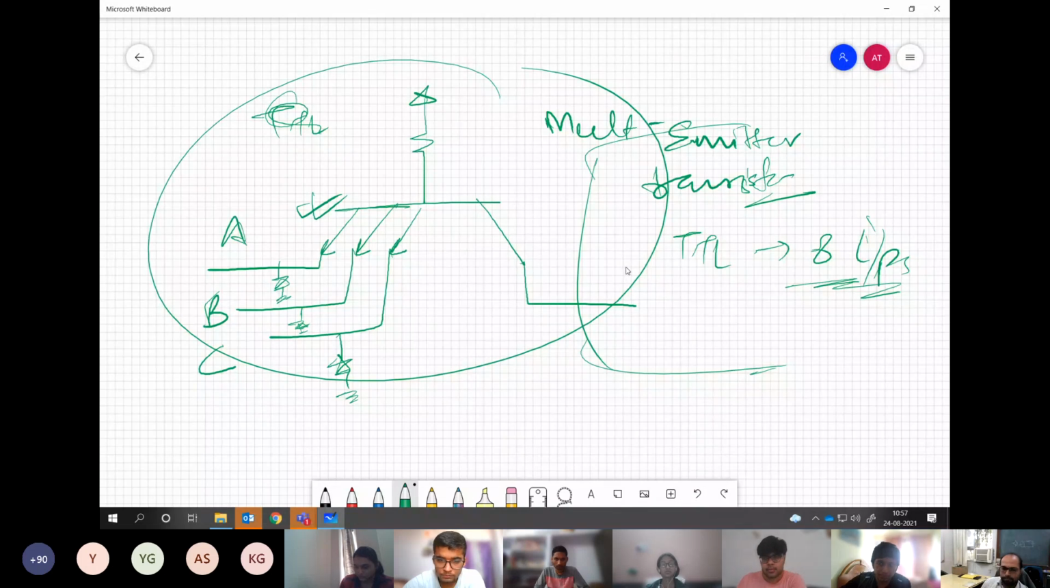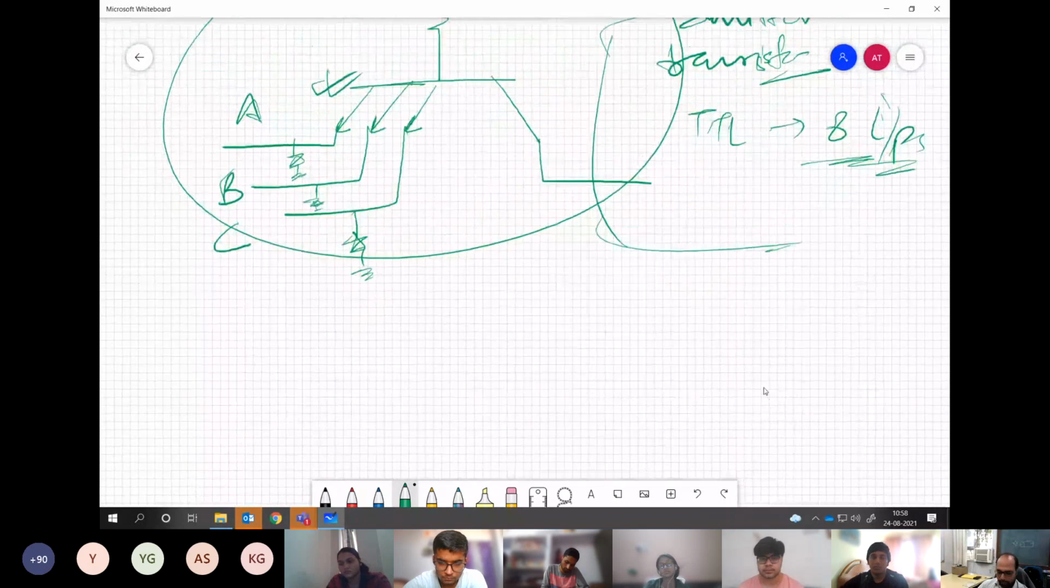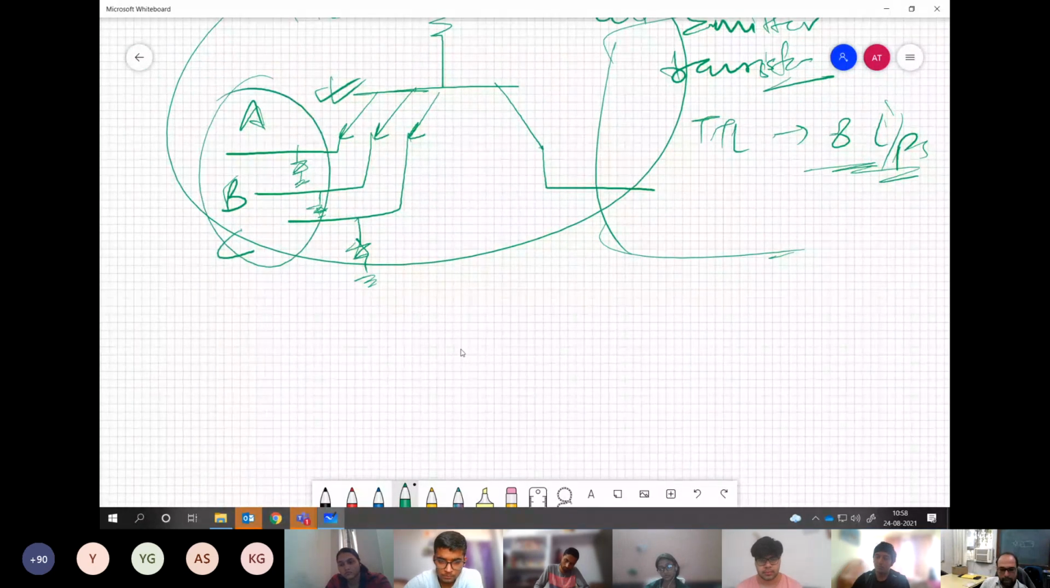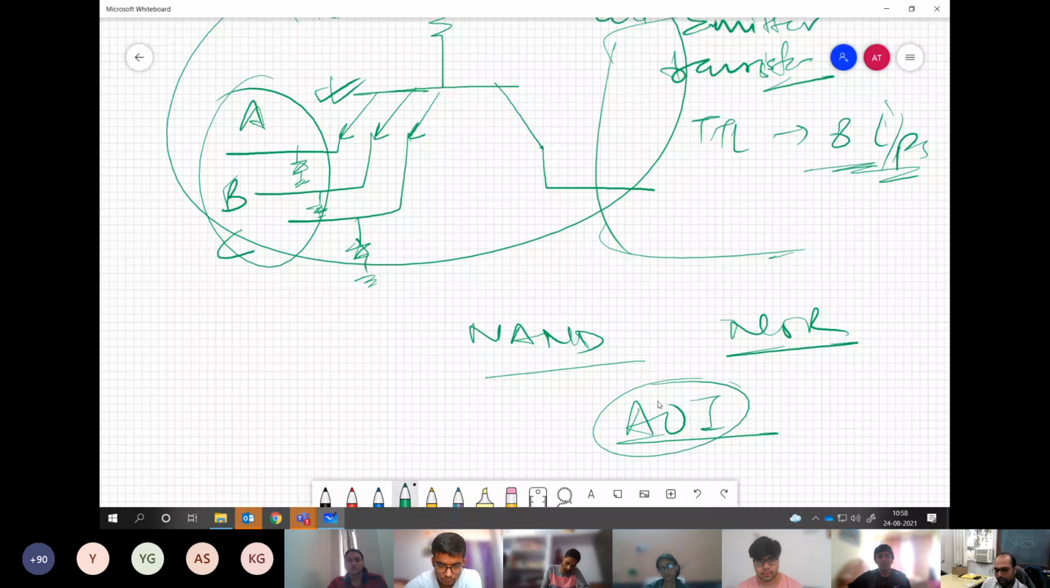Okay, any doubts up to this point? Then next class we will see how to design. What is the impact of these multiple inputs? Basically, we are realizing different gates. So NAND, NOR, and all these gates we are realizing. Then something special, which is called AND-OR-invert gate, AOI. That also we will see using this kind of configuration only.